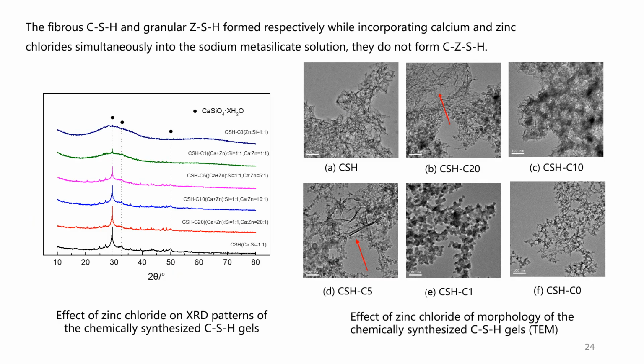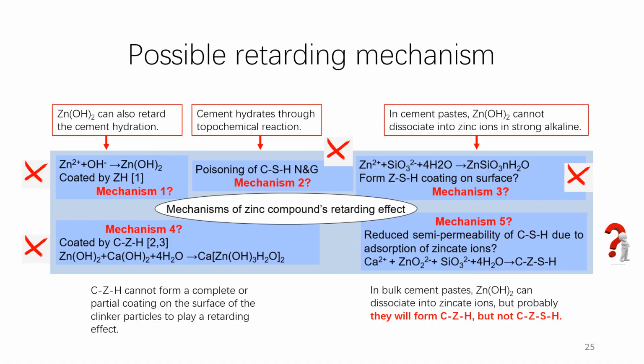And when we incorporate the calcium and zinc chloride simultaneously into the sodium silicate solution, it can be found that the fibrous CSH and the granular ZSH formed respectively, like here and here. So from here we can see that they do not form CZSH. Actually, they just form CSH and ZSH respectively. So in bark cement pastes, though zinc hydroxide can dissociate into zincate ions, probably they will form CZH but not CZSH.